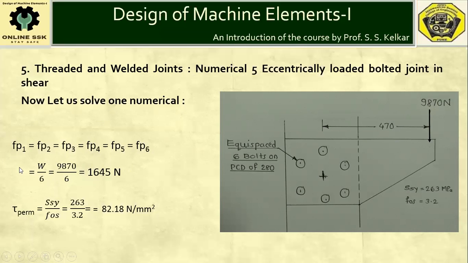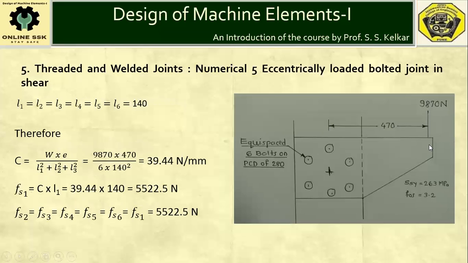1645 Newton is the value of the primary force. As far as the direction of the primary force is concerned, it is always opposite to the direction of the applied load. So the direction of the primary force will be in upward sense, because the externally applied load is getting applied in downward sense.